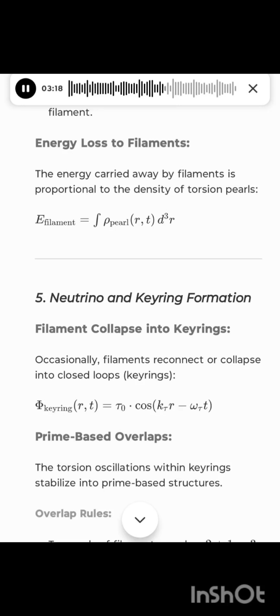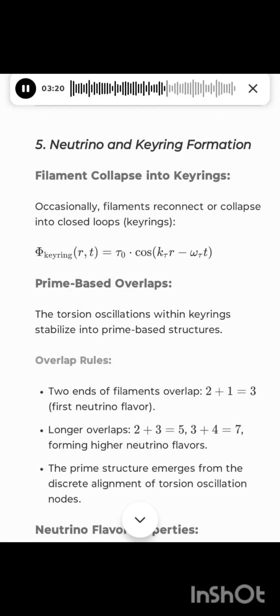5. Neutrino and keyring formation. Filament collapse into keyrings: occasionally filaments collapse into closed loops, keyrings. Phi_keyring equals tau_0(z) cos(k_tau r − omega t).